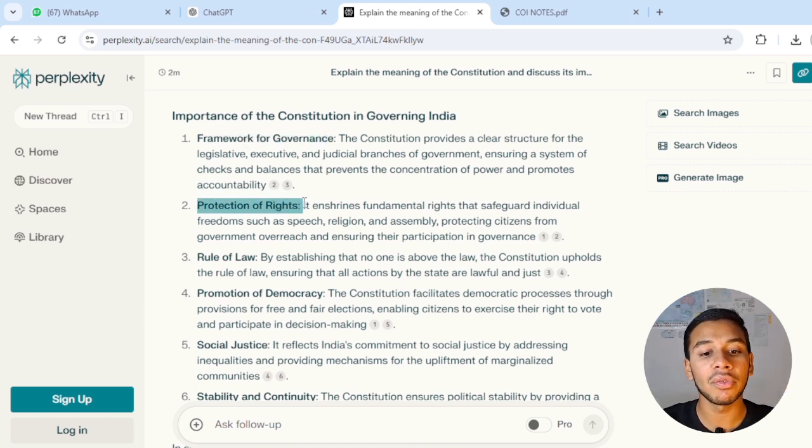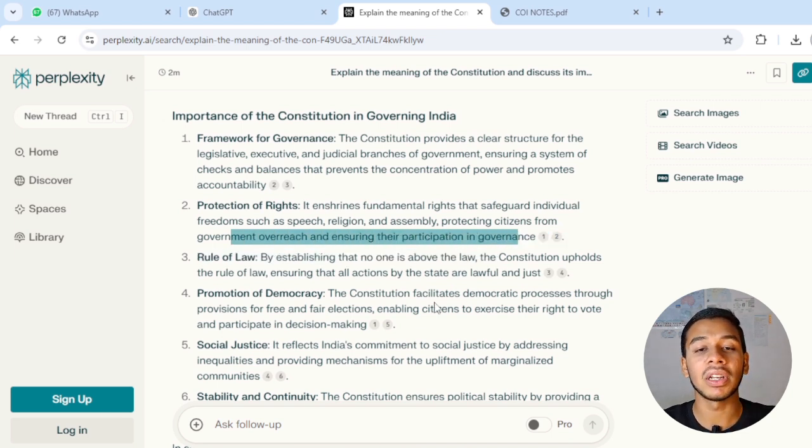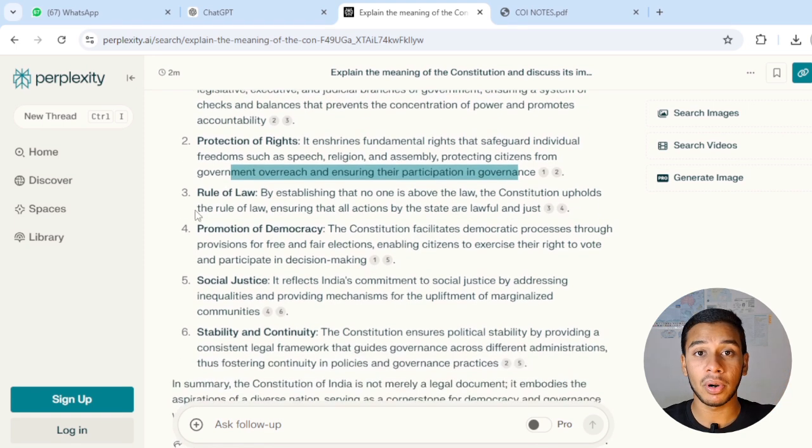The second one is protection of rights. It's very important to have fundamental rights, and we have 6, 7, 8 different fundamental rights, especially freedoms such as freedom of speech, religion, and assembly, protecting citizens from government overreach and ensuring their participation in government. So protection of rights is one of the best things, and this comes under the importance of the Constitution. The third one is the rule of law, and everybody knows the rule of law.